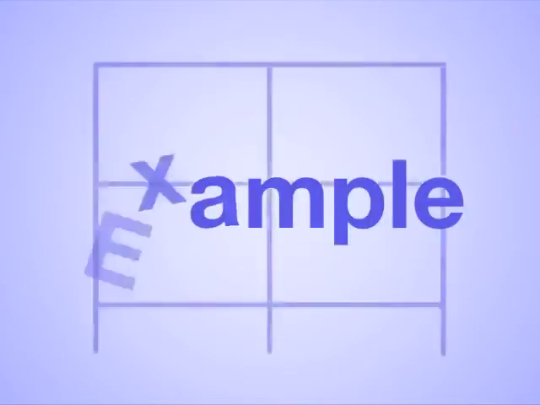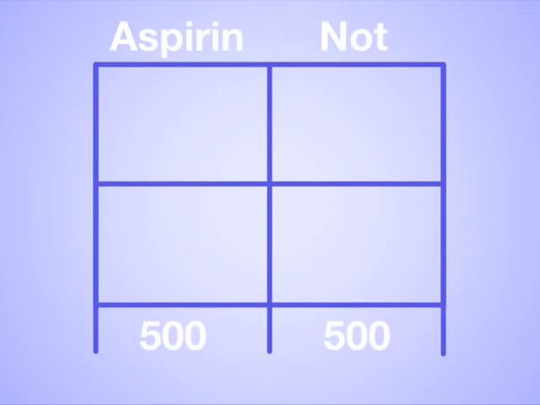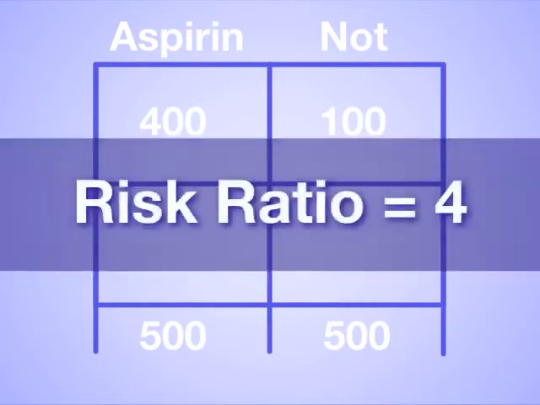Let's look at a cohort study first. We have 500 persons exposed to aspirin and 500 unexposed. Here, 400 persons in the exposed group developed a GI bleed, and 100 persons in the unexposed group did. The risk ratio is 4.